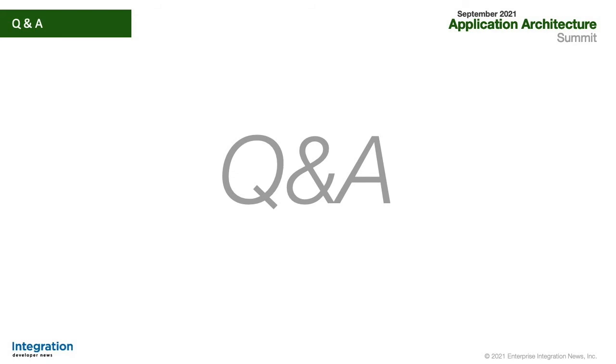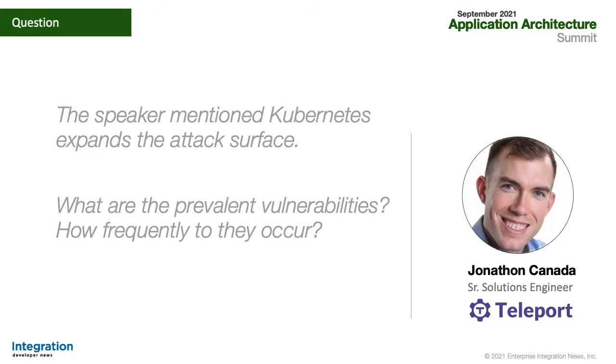So Jonathan, a lot to digest here. Just before we get into some of the Teleport implementation questions that we have, let's kind of just explore at the first level. You mentioned a couple times Kubernetes expands the attack surface. A couple of comments and notes here. Where do you see the most prevalent vulnerabilities? And if you can, how frequently do they occur?